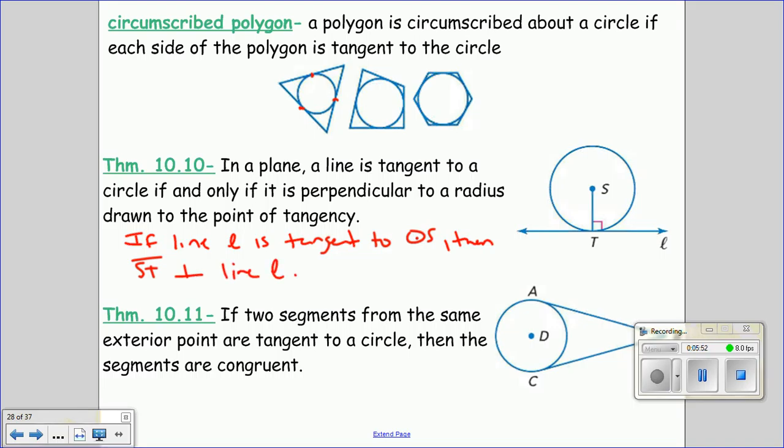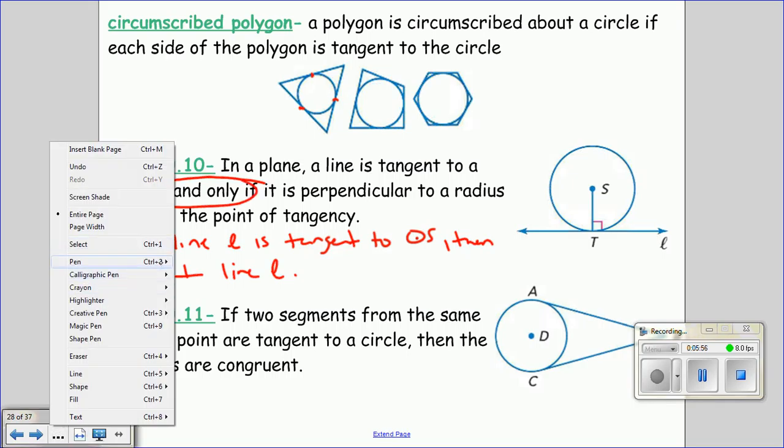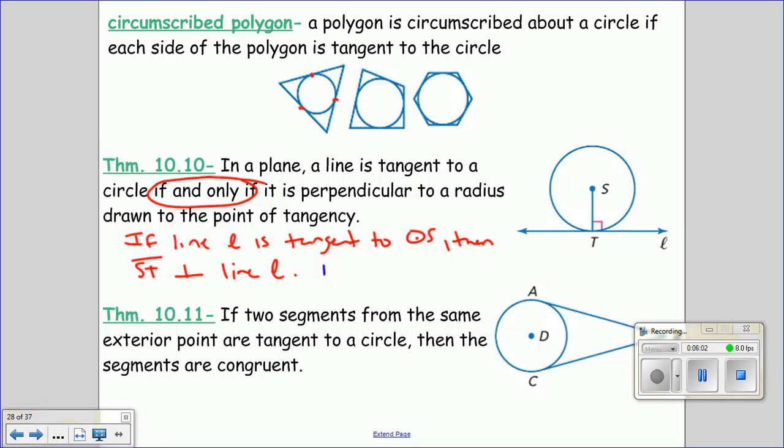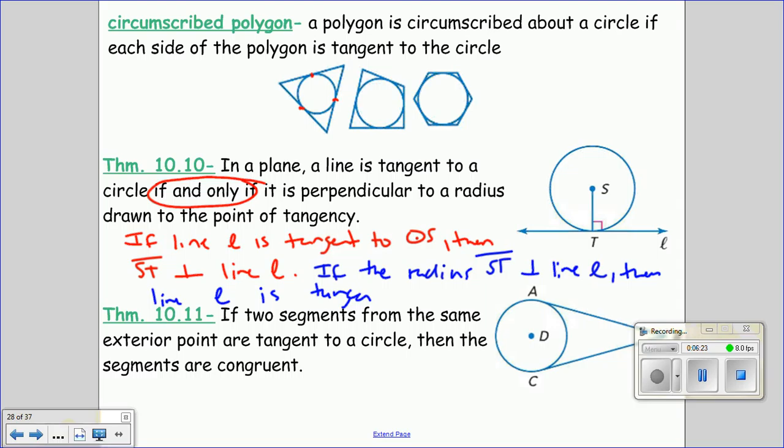And because it uses if and only if, it can be read backwards as well and still be true. So if the radius, which is ST, is perpendicular to the line L, then line L is tangent to the circle.